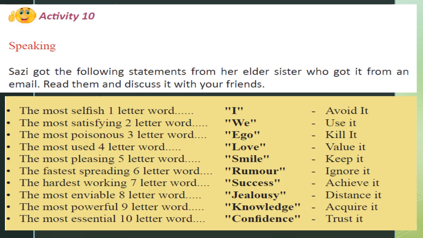Activity 10 is a speaking activity. Sasi got the following statements from her elder sister who got them from an email. Read them and discuss them with your friends.